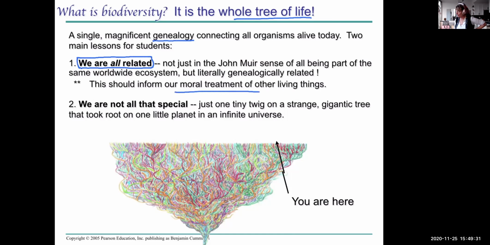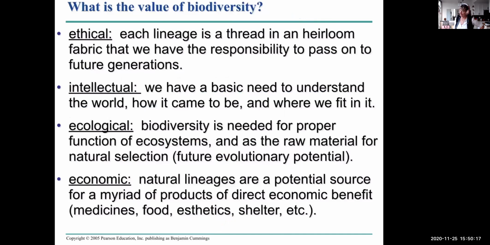And really that should inform our moral treatment of other living things. So we seem to be a little bit lackadaisical about conservation, but at the end of the course, we'll talk a little bit more about conservation and why we should conserve organisms that may be going extinct. I think we have a moral and ethical obligation to do that, but there are other reasons, including the health of the planet. And also, we're not all that special. We're just one tiny twig on this gigantic tree. Here we are. This is us here. And there's the gigantic tree that took root on one little planet way back in time.